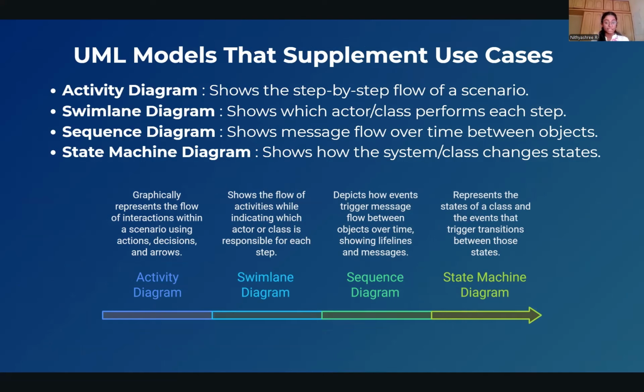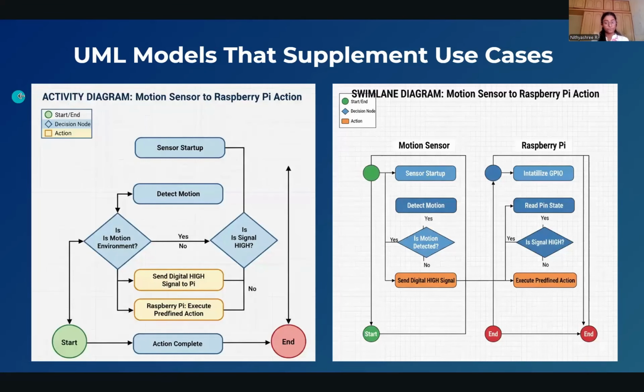The first model is the activity diagram. It provides a graphical flow of interactions within a scenario. It looks similar to a flow chart and uses rounded rectangles for actions, diamonds for decisions, arrows for flow, and horizontal bars for parallel tasks. In our Smart Campus project, this helps us visualize how the motion sensor detects movement, sends the signal to the controller, and triggers the LED or fan to turn on for a specific duration before switching off automatically if no further motion is detected.